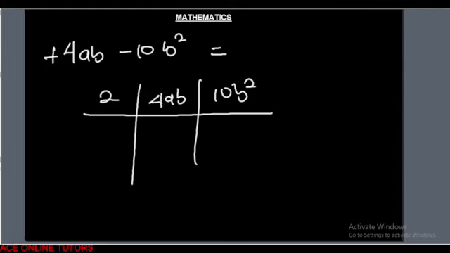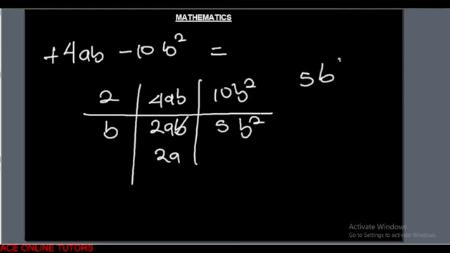So 2 goes in 4, you have 2. We are still left with ab. 2 goes in 10, we have 5. We are still left with b squared. What can still divide the 2 together? That's b. Don't forget that 5b squared is actually 5bb, right? So it is b that we are using to divide. So b goes in 4ab, you are left with 2a.